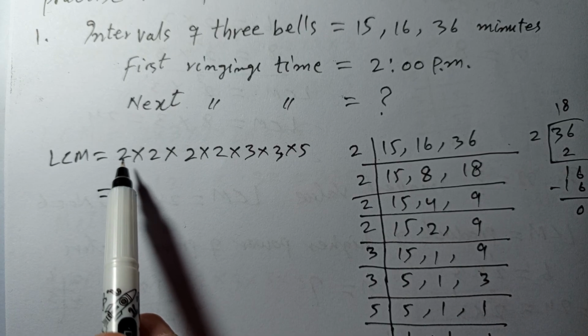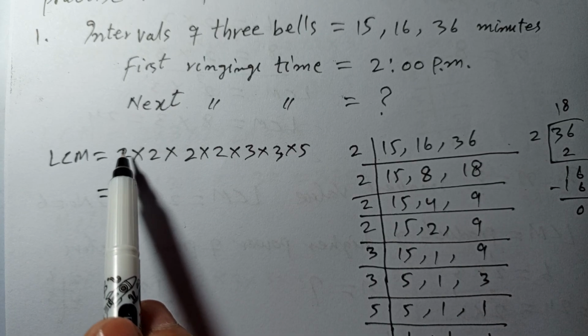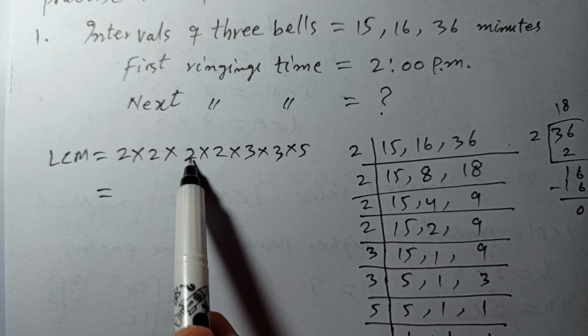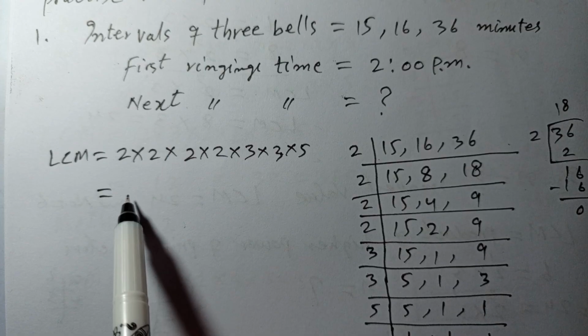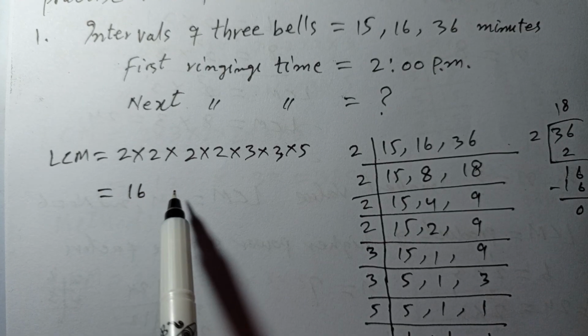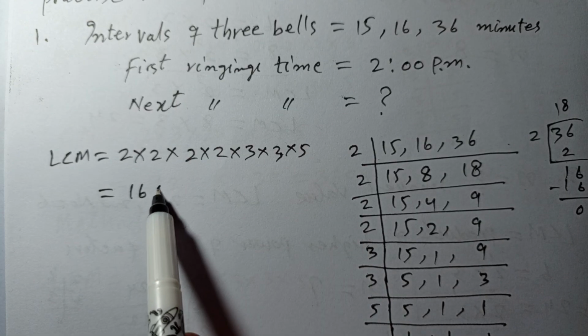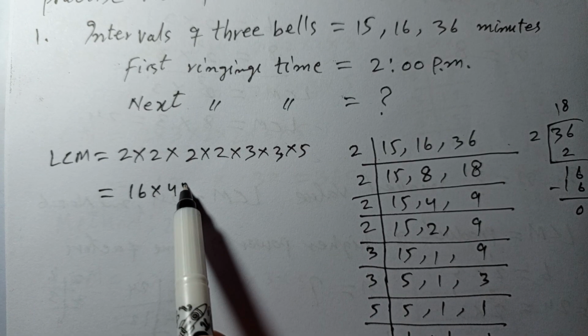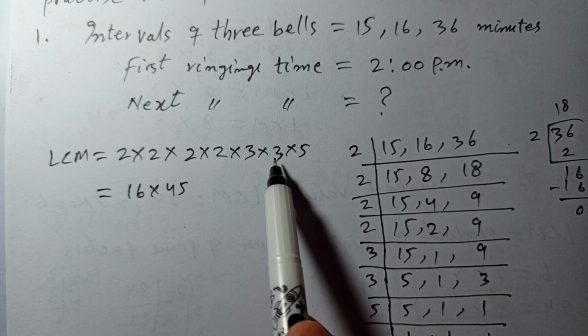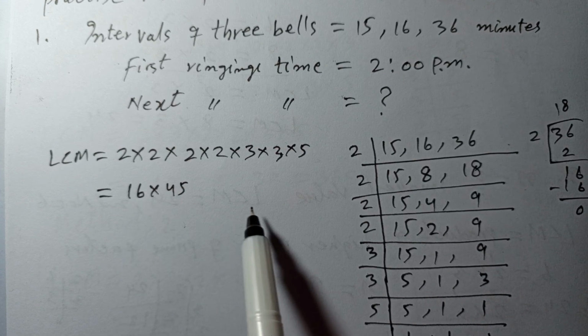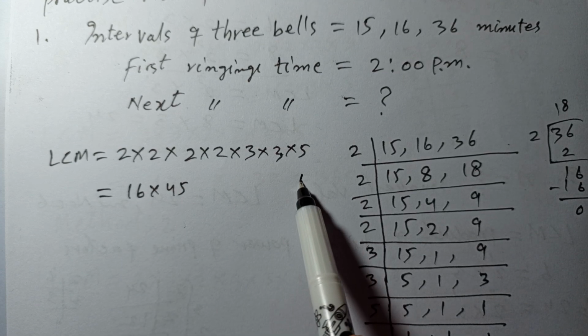Now multiply these. I am making a group up to here. 2 2s are 4, 4 2s are 8, 8 2s are 16. Up to here it is equal to 16. Then 3 3s are 9, 9 5s are 45. Then 45 you can write as 3 3s are 9, 9 5s are 45, 5 3s are 15, 15 3s are 45. Now 45 and 16 should be multiplied separately.